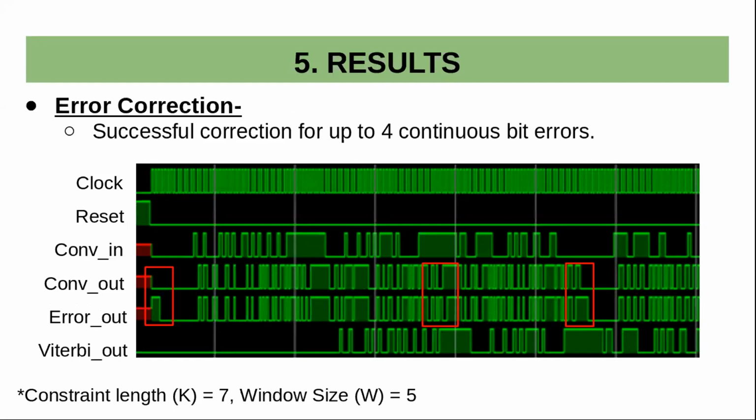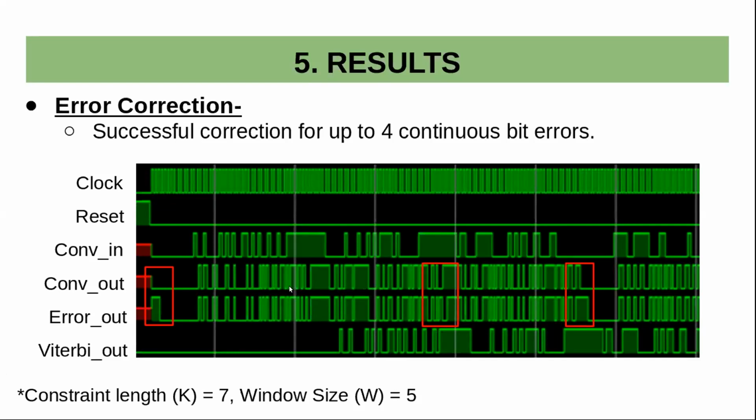What we have done is we have intentionally induced errors into the encoded data from the convolution encoder to test how efficiently our decoder will be able to eliminate continuous bit errors. And we were able to record successful correction up to 4 continuous bit errors for every 35 incoming bits of data. The number 35 comes from two parameters, that is constraint length 7 and window size 5. And we can see that the rectangular blocks here show the errors that have been induced. And again, we can see that the Viterbi output is just a delayed version of the input that has been sent to the convolution encoder.